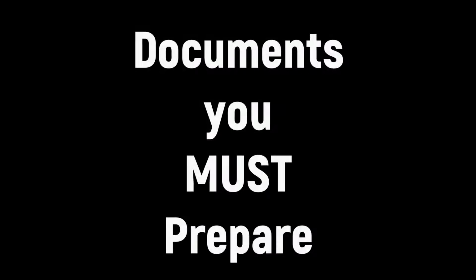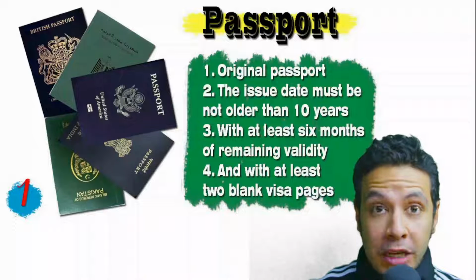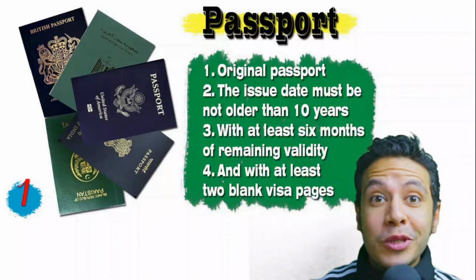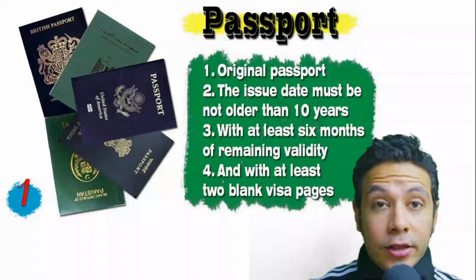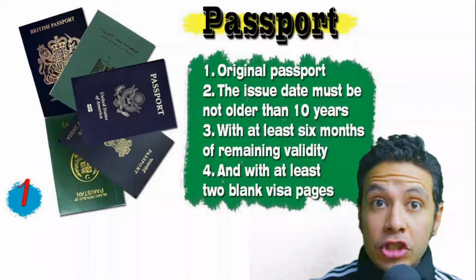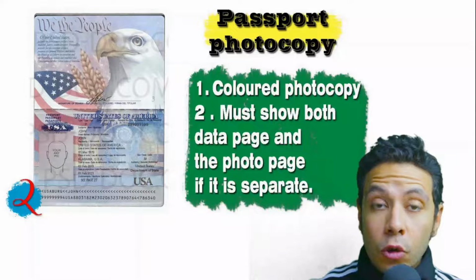So what are the travel documents that you need to prepare before applying for the visa? Speaking about your passport, it must be original, and it must not be older than 10 years, with at least 6 months of remaining validity, and with at least 2 blank visa pages for the stamps. In many cases, you will need also a passport photocopy.